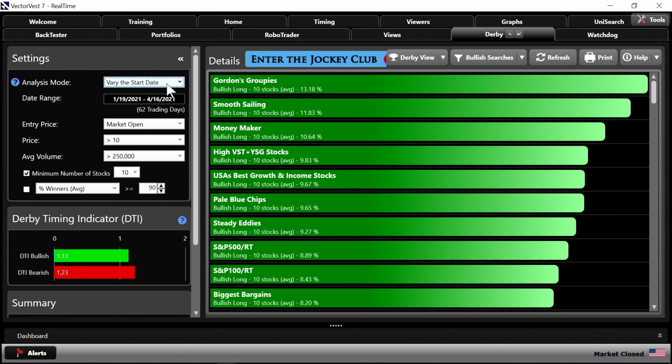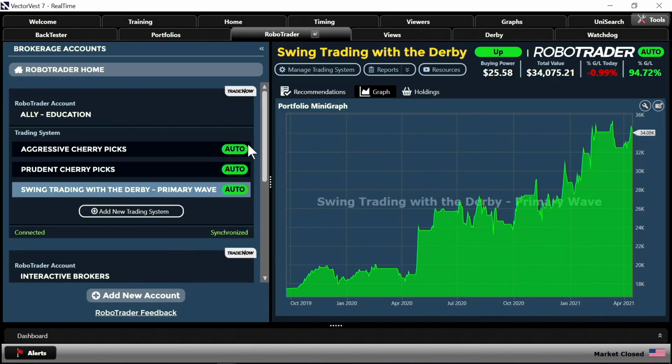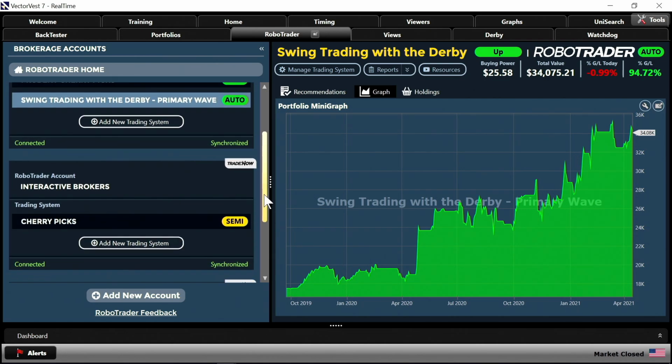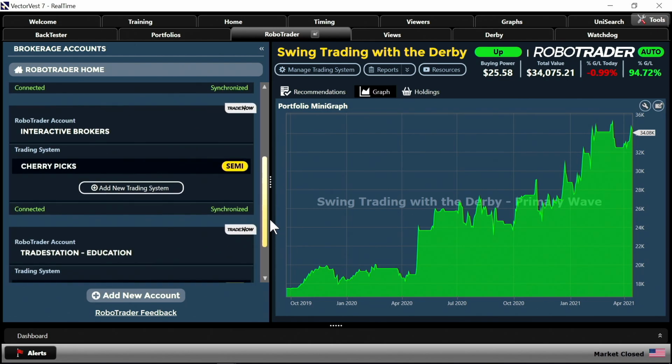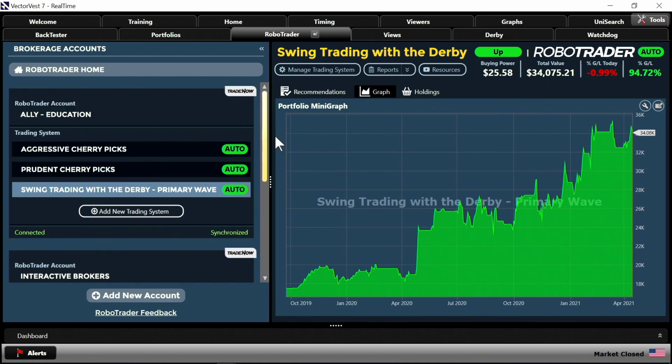So I'm going to go over to VectorVest. I'm going to go to a product we call RoboTrader. RoboTrader is not a requirement. It is nice to have. RoboTrader is a tool that allows us to hook through an API into a brokerage. Right now we have Interactive Brokers. We have, and you can see I've got some of them listed here, actual accounts that we trade. We've got Ally, Interactive Brokers, TradeStation. And in Canada, we also have QuestTrade as a potential, okay?